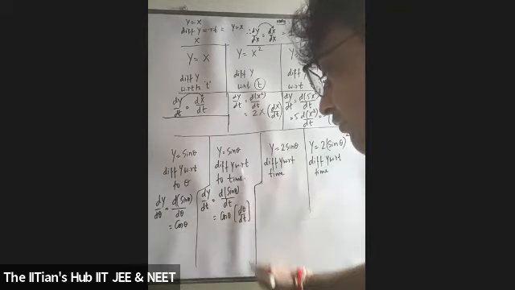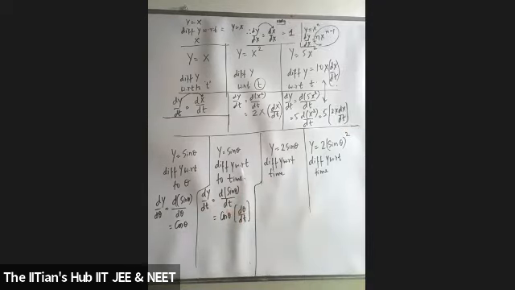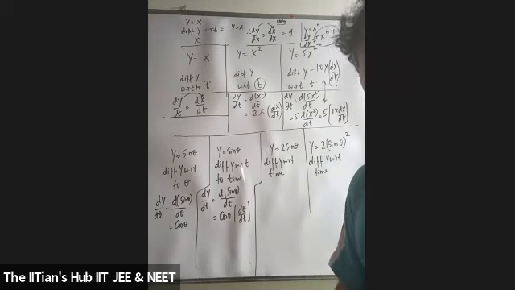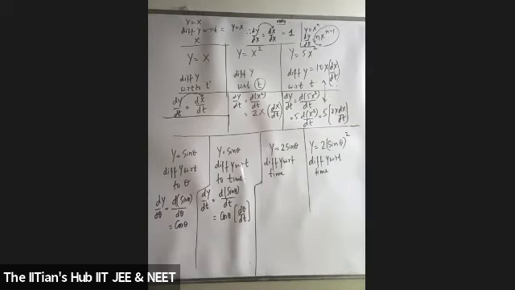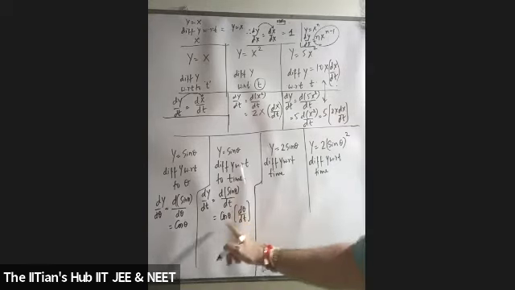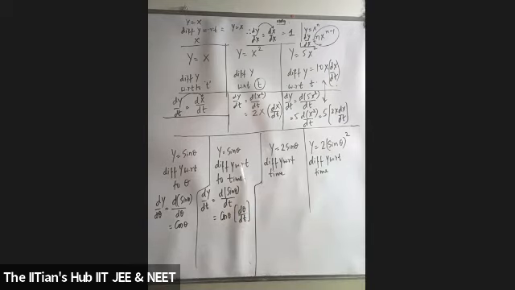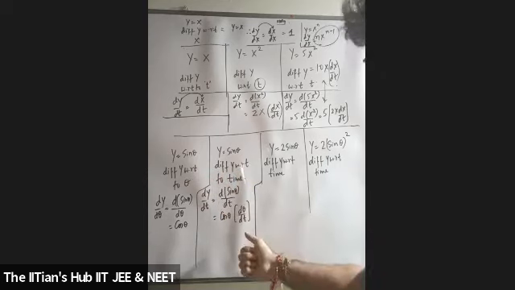How many students have got this part correct? I want you to raise hands for this part of it. Cos theta into d theta by dt, 5 students, 6, 7, 8, cos theta into d theta by dt, 8 students. See, thoda sa maine change kar diya, 8 students.